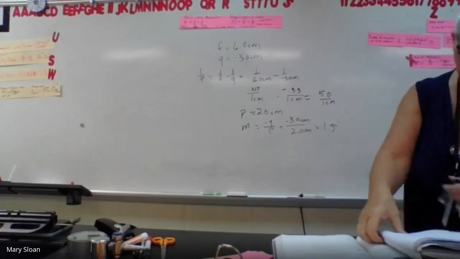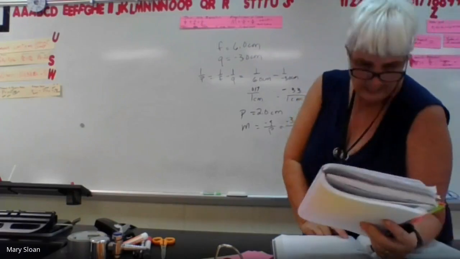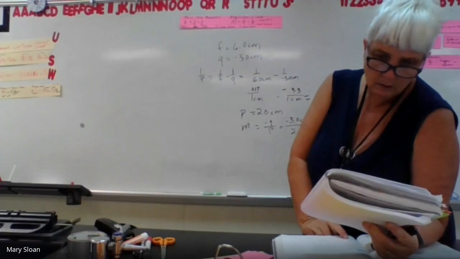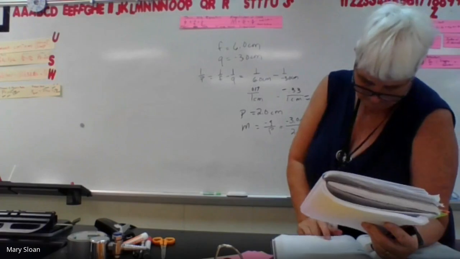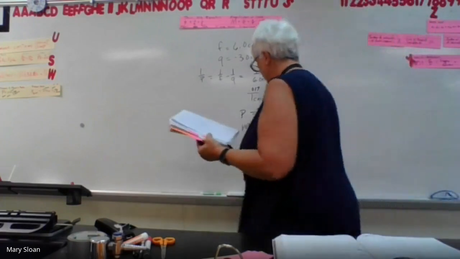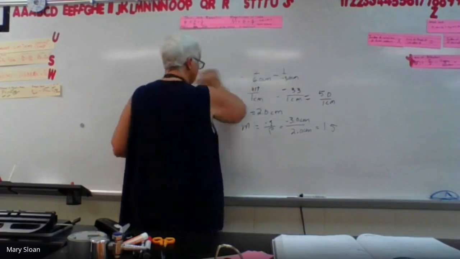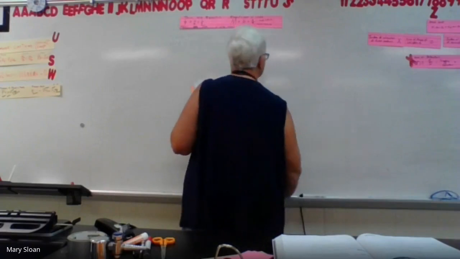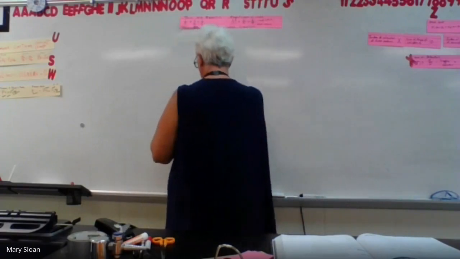Okay, so let's look at C. For C, it's giving us a negative 6.0. And then it's giving us 40 centimeters, and we have to find Q and M. So let's go ahead and do that equation. Remember, it's either this or this, depending on what we're doing.